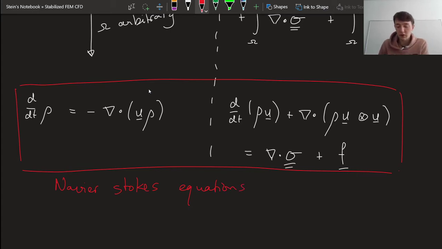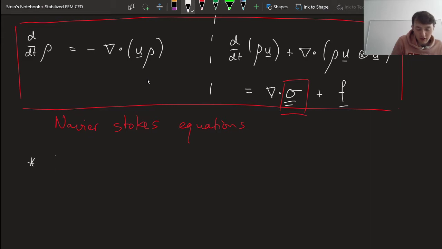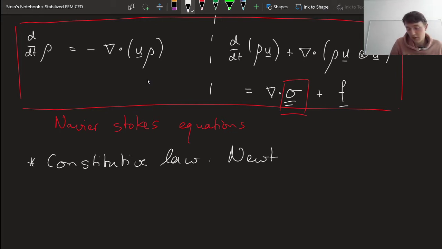Now the thing that we're still missing though is a constitutive relation for sigma. And a constitutive relation that we typically use for most fluids that we're interested in, water and air, is that of Newtonian flow. So we're going to assume a constitutive law of Newtonian flow, or Newtonian fluid.